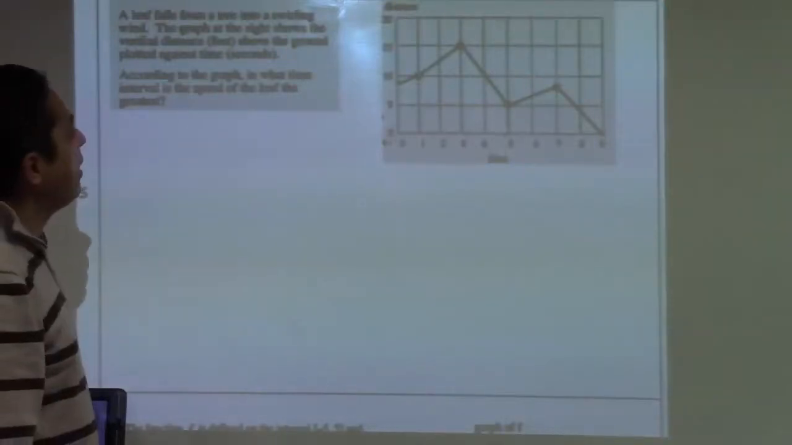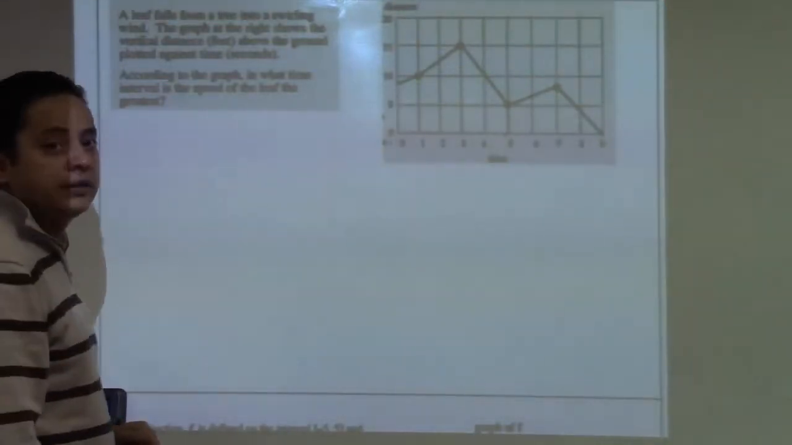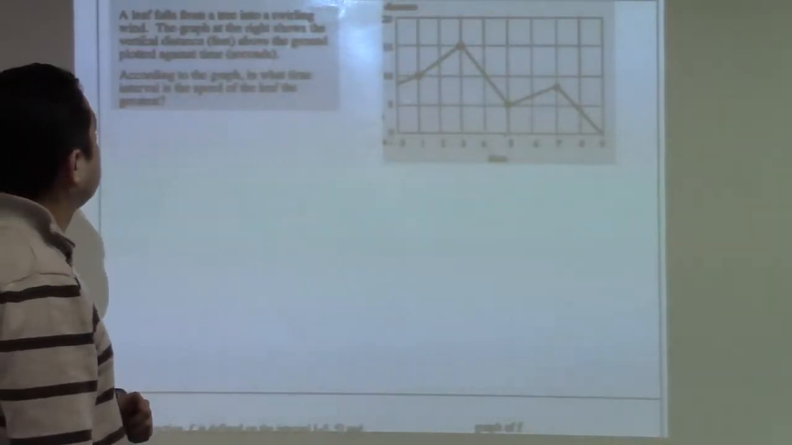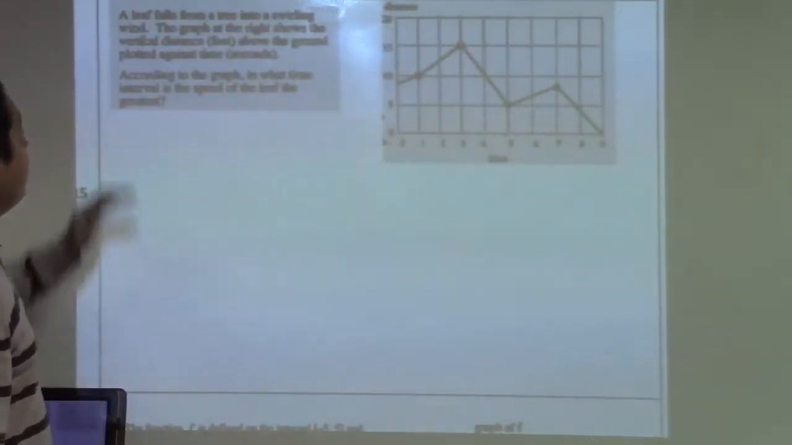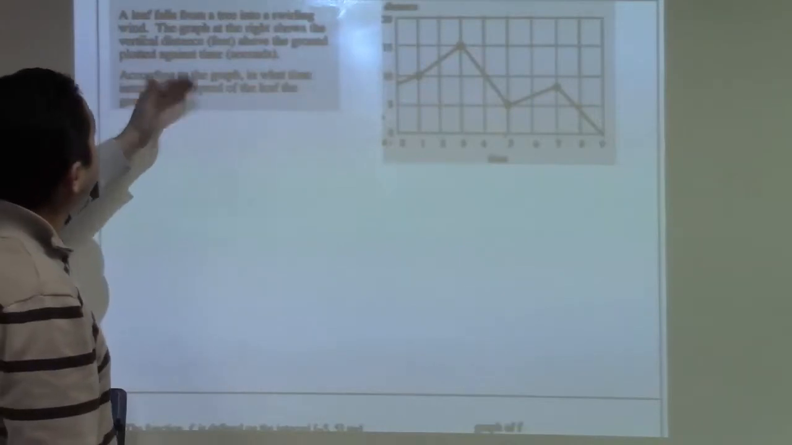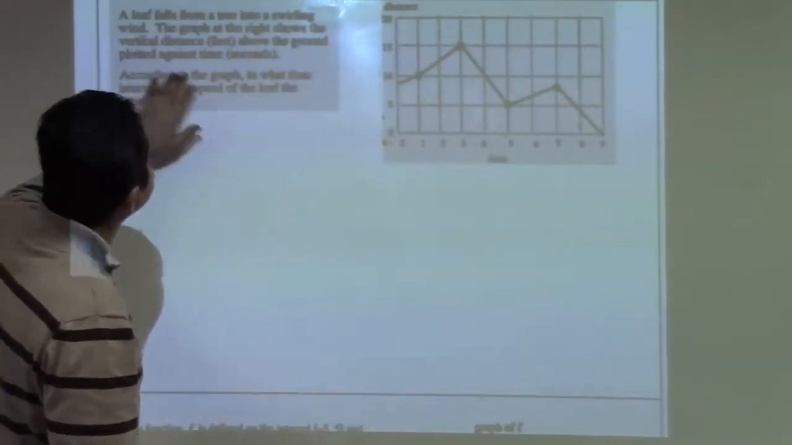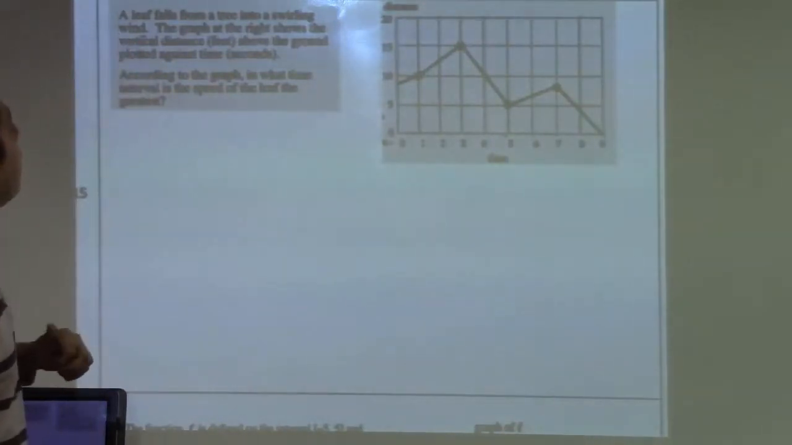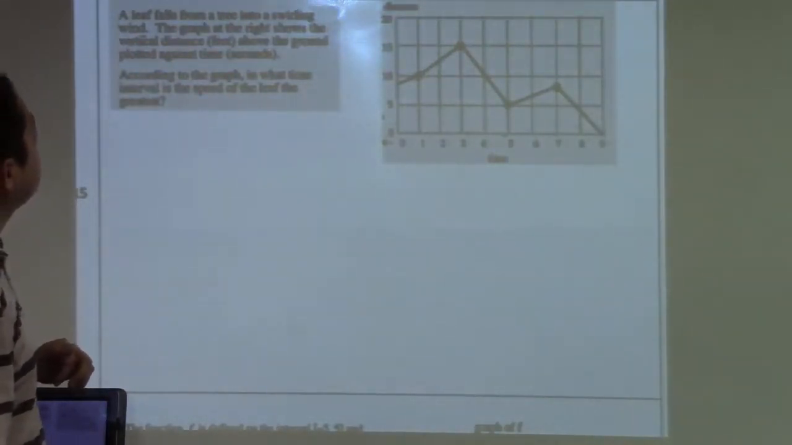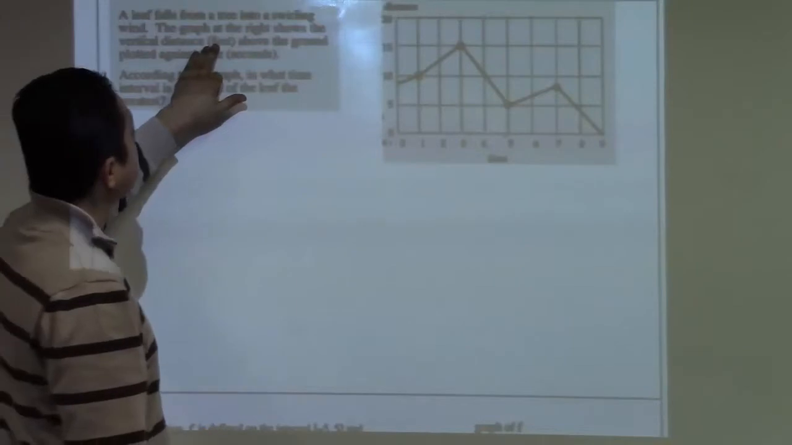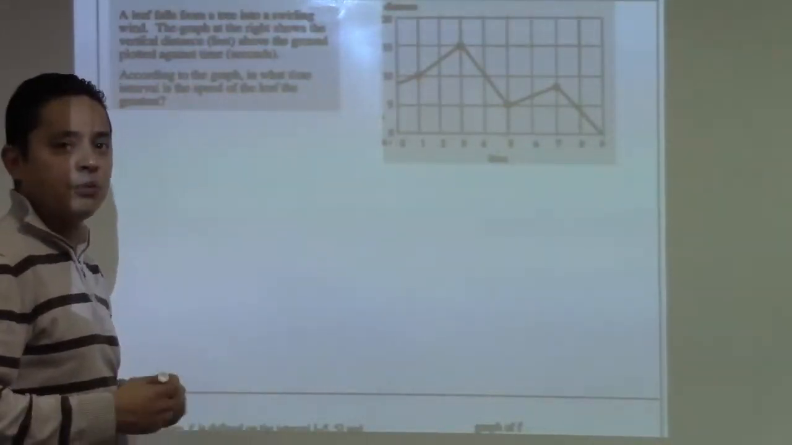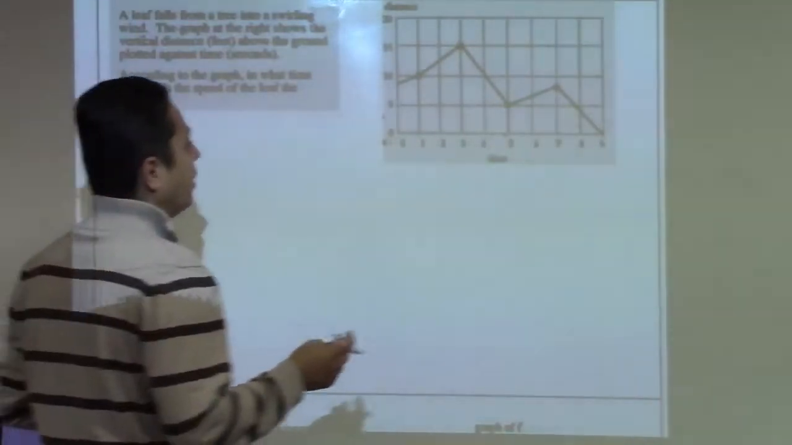All right, so here we have a graph that's given to us. And what they're saying is that a leaf falls from the tree into the swirling wind. The graph at the right shows the vertical distance in feet. So this is a distance graph. We have to understand that first before we even attempt to solve this problem.